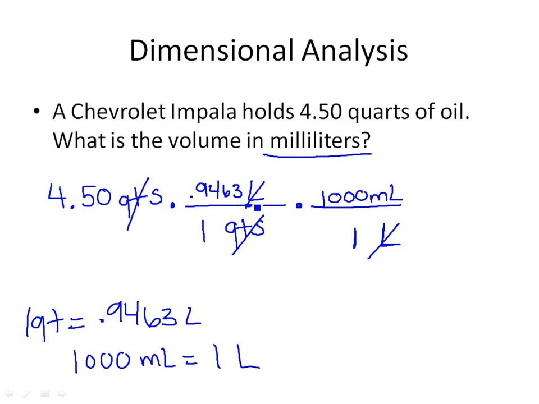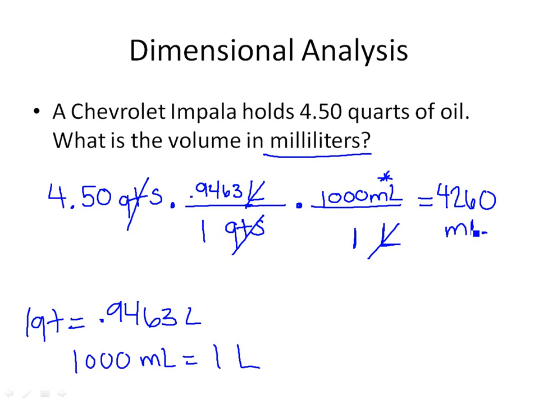We're left with milliliters as our units, which is what we're trying to find. So we can stop here and multiply 4.50 times 0.9463 times 1,000, and then divide it by 1 times 1. And we should come up with about 4260 milliliters.